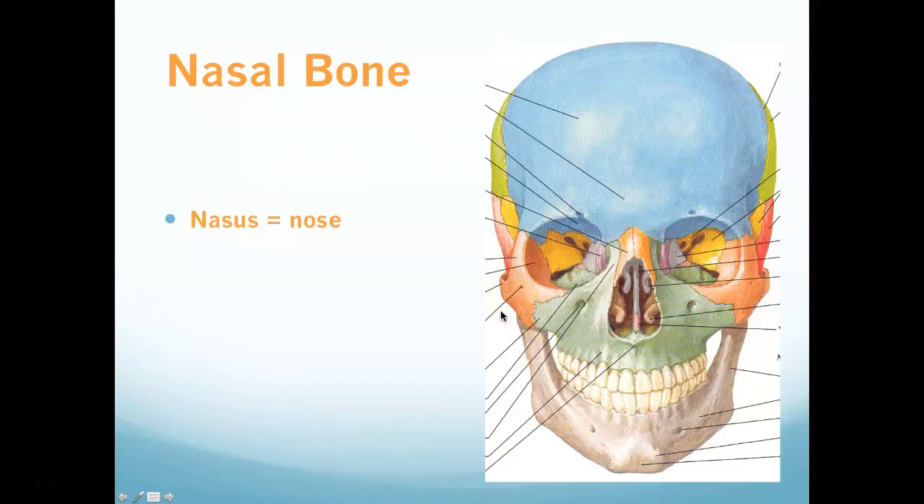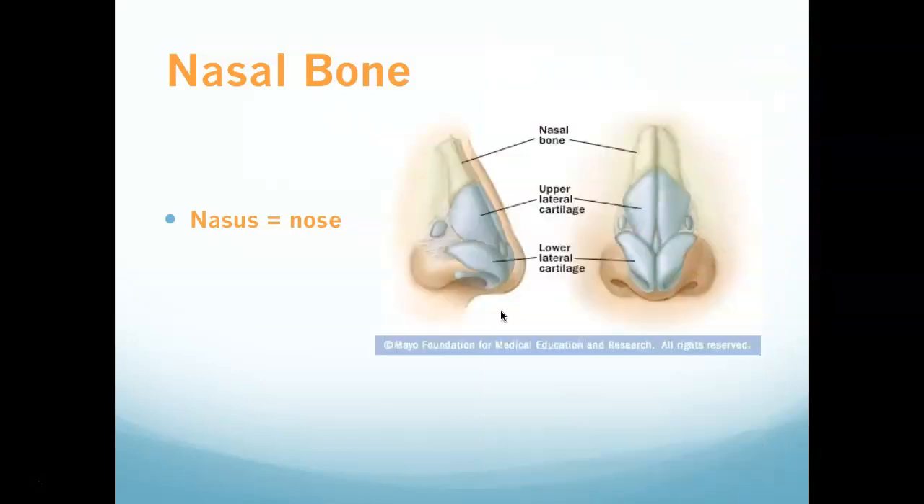Next we have our nasal bone. This is actually made of two separate bone pieces, both known as your nasal bones. Right over here creates the bridge of your nose. And the rest of your nose, of course, would be made up of cartilage, hyaline cartilage.